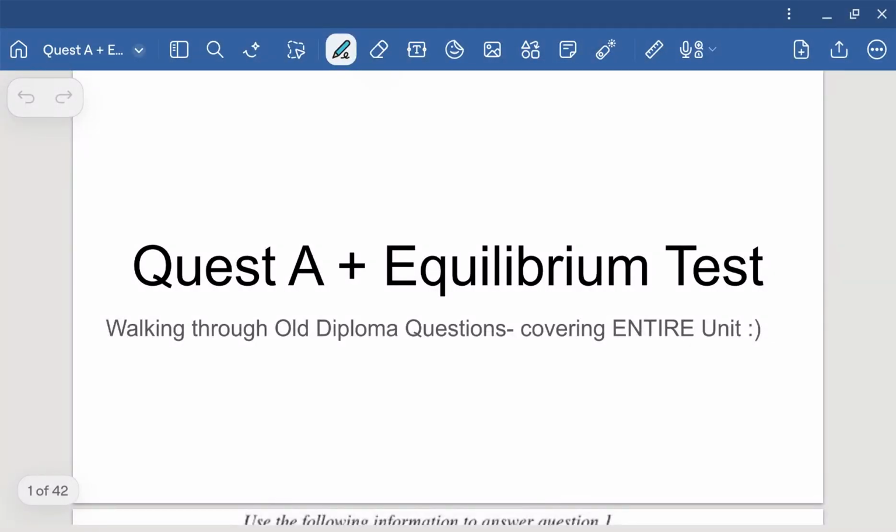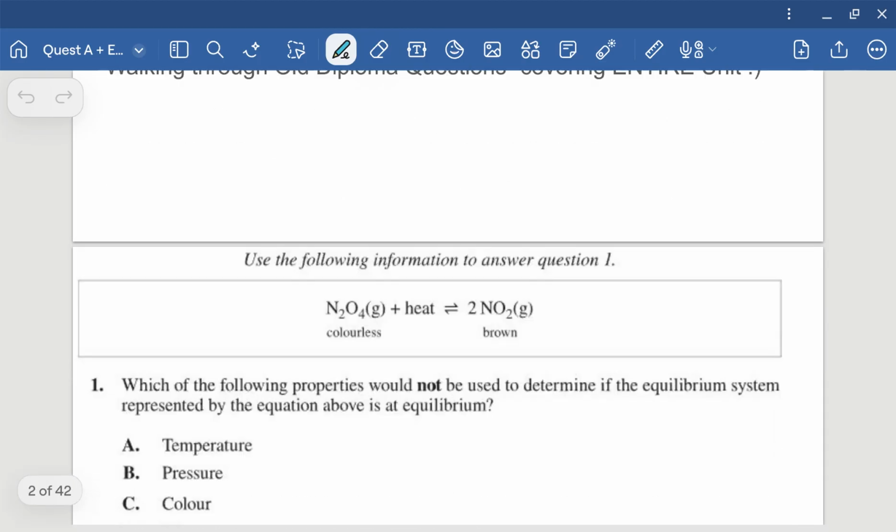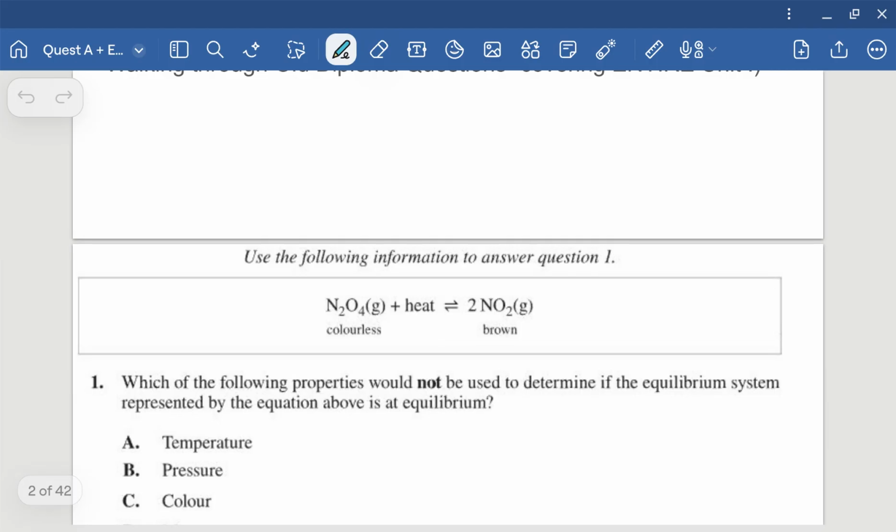Right, so if you're in Chemistry 30 and you're in the equilibrium unit, here is a really good test you can go over. It is on Quest A+, and here is the work involved to find those answers. There's a few tricky ones, and they are good to go over, and these are all old diploma questions, so you can be sure to see similar questions when you're writing your own tests.